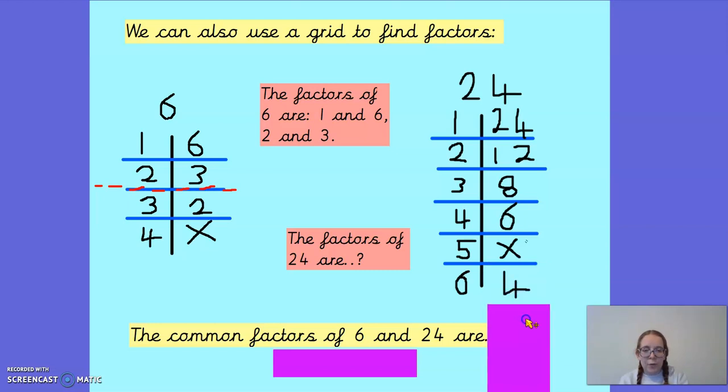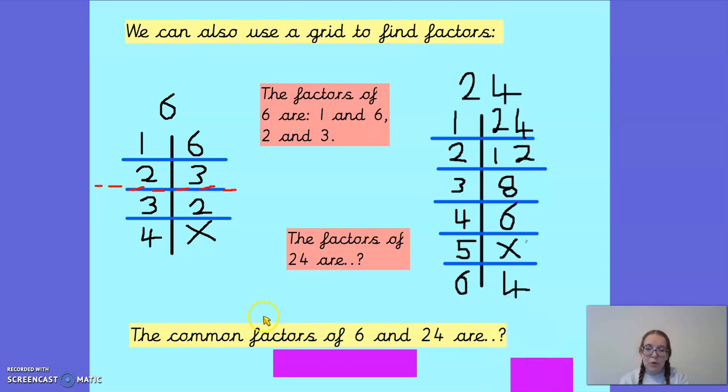Lovely, and I'm going to do that last one. 6 times 4. Oh, we've got a repeat, so I can stop there. And I know that the factors of 24 are 1, 2, 3, 4, 6, 8, 12 and 24. So I've got lots of factors there.